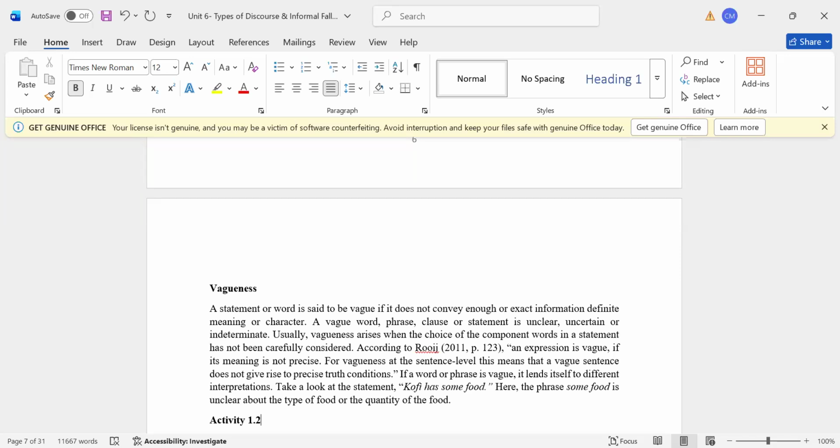So here we say Kofi has some food. Some. What some? What is the quantity of the some? How do you quantify it? If I say there are many students in my class, the word that makes it vague is many. What number of people constitutes many? To me, it can be 10 people. To others, it can be 100 people. Many. I've not given the exact number I'm talking about.